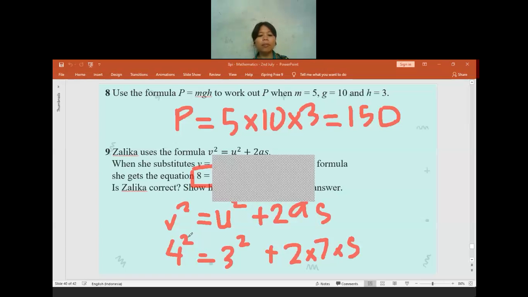So the part that is wrong is when she is doing the indices. Yeah, 4 to the power of 2 is 4 times 4, not 4 times 2. 3 to the power of 2 is 3 times 3, not 3 times 2. Yes, most of the students also make this mistake, like Zalika did. So the correct answer is supposed to be how much? 16 equals 9 plus 14S.